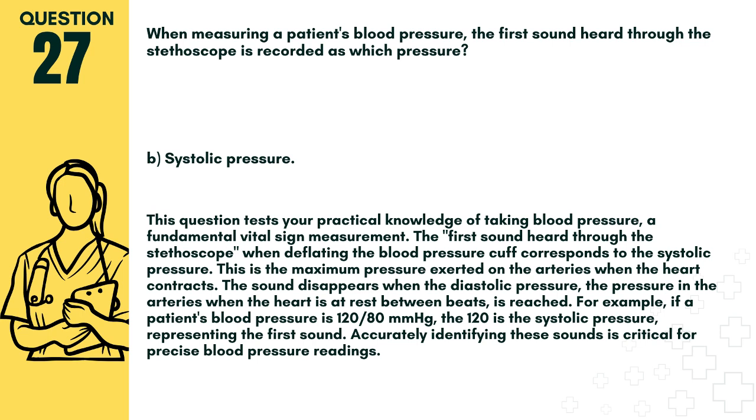The sound disappears when the diastolic pressure, the pressure in the arteries when the heart is at rest between beats, is reached. For example, if a patient's blood pressure is 120/80 mmHg, the 120 is the systolic pressure, representing the first sound. Accurately identifying these sounds is critical for precise blood pressure readings.